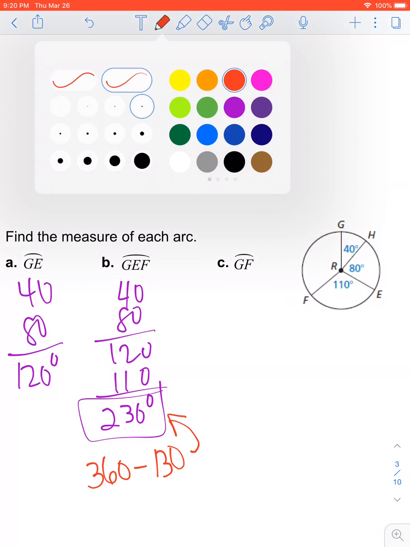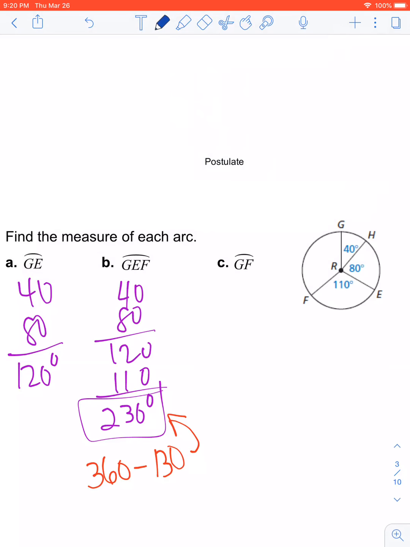Now we want to find GF. So when I look at GF, we have already discussed by adding them up and subtracting from 360 that that is also 130.